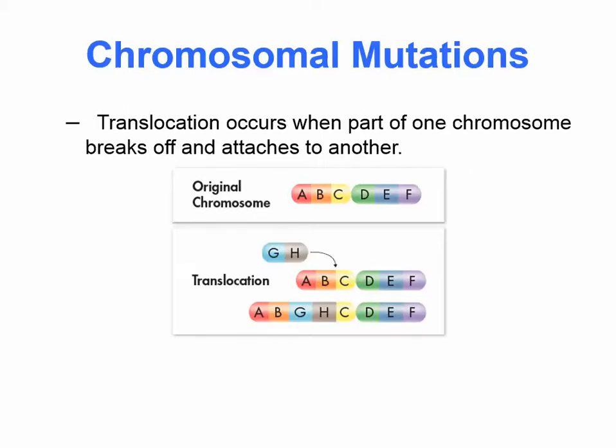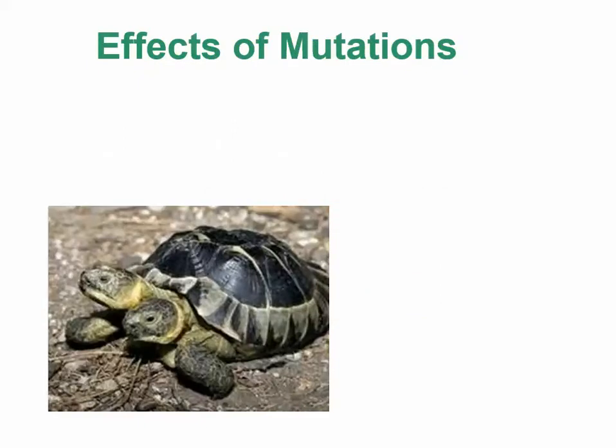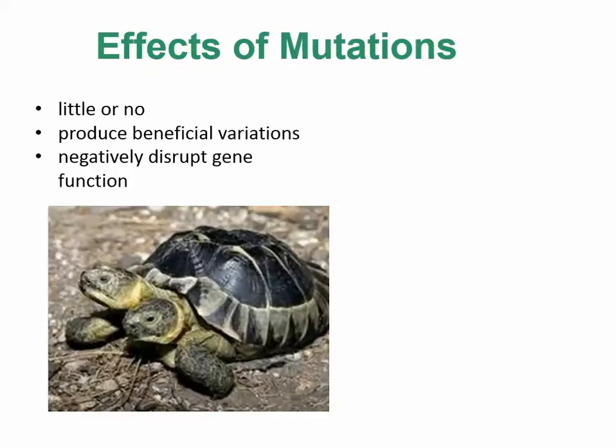Now translocation occurs when a part of one chromosome breaks off and attaches to a different chromosome. So in this case, we have GH, which broke off from some chromosome and attached to the ABCDEF chromosome, in between the B and the C gene. So what's the effect of mutations? First, you could have little or no effect. We talked about that in class, just depending on where it is. It could produce a beneficial variation, or it could be very negative and disrupt the gene function, period.